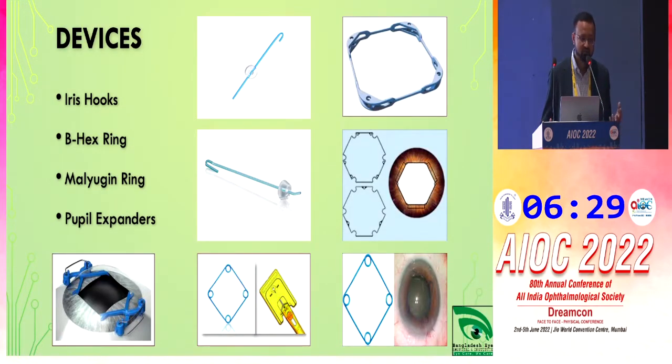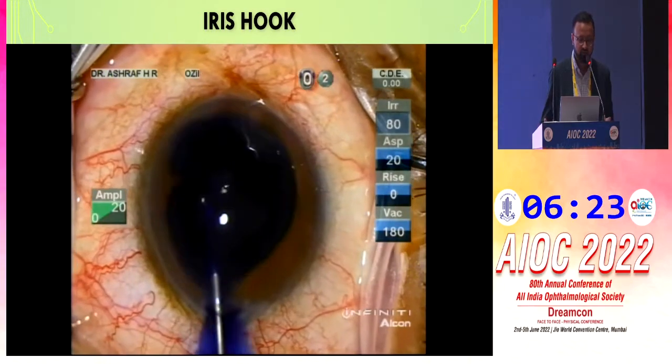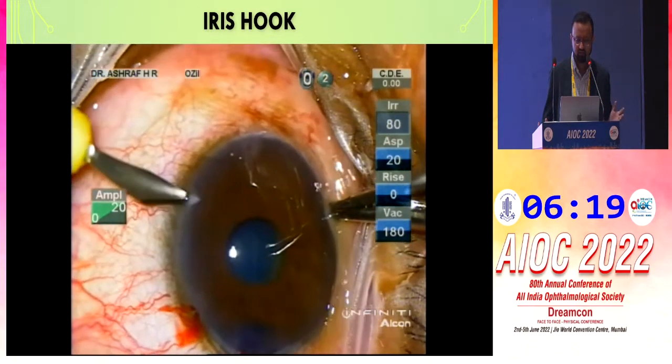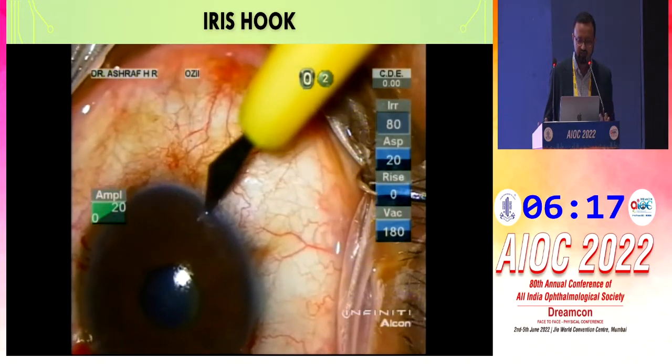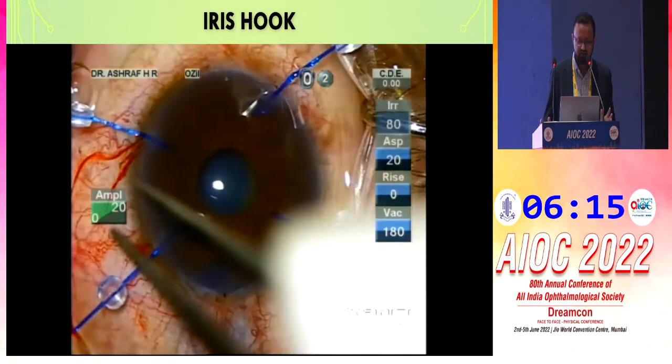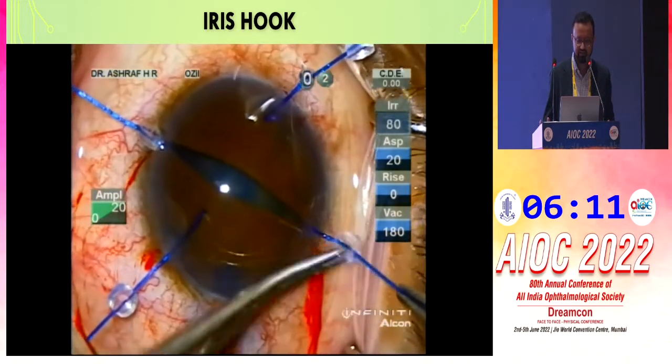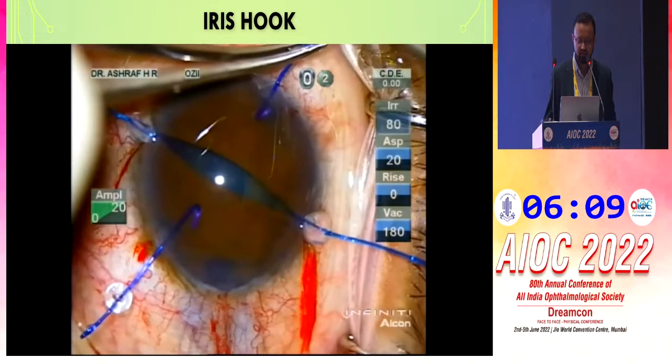Rather than use the device, there are lots of devices available. There are the iris hook, B-hex ring, Malaysian ring, and the pupil expander. Though we are from Bangladesh, we most commonly use the iris hook, which we use after staining the capsule. We fill the anterior chamber and below the iris with OVD and make 4 small paracenteses at 2, 4, 8, 10 o'clock near the limbus.